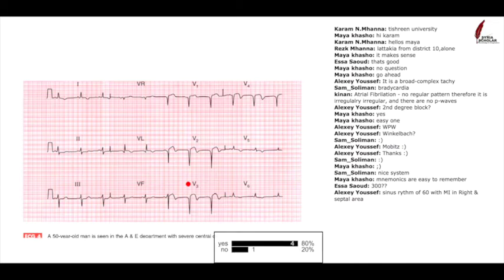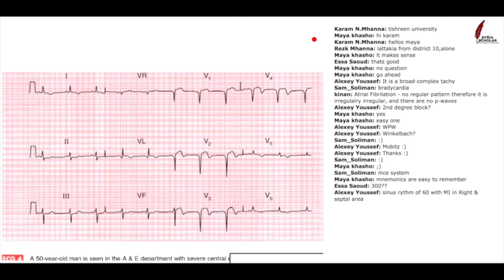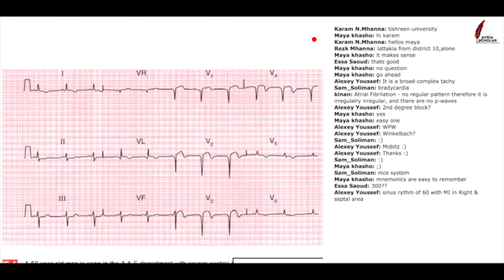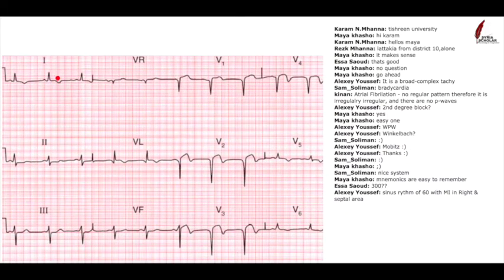Okay. So most of you think there are P waves, and yep, you're absolutely right, there are P waves. So you zoom in a bit. Let's take a look at some P waves. If you look here, P wave before the QRS, P wave before the QRS, P wave before the QRS. There's lots of P waves, so there are definitely P waves. And the heart rate is pretty regular.